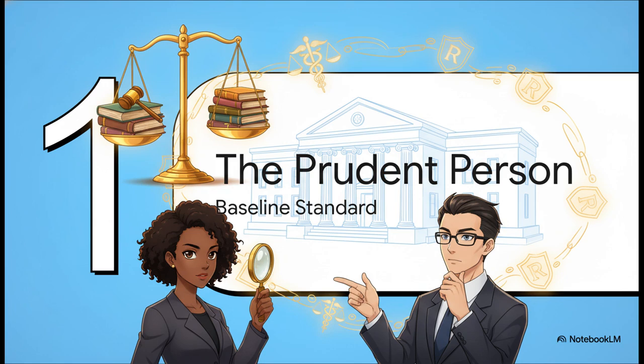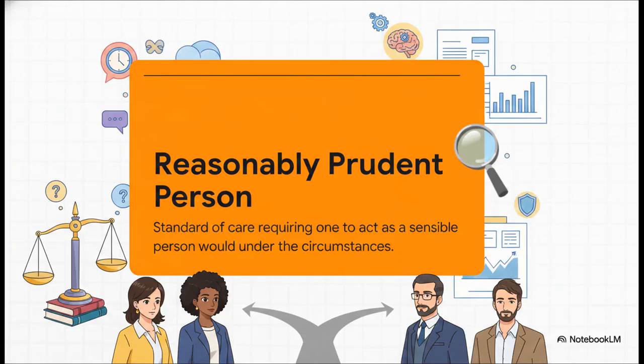The reasonably prudent person. Okay, so the absolute baseline of all negligence claims is the reasonably prudent person standard. Basically, it requires people to act as a sensible, ordinary person would under the exact same circumstances. Now, you really have to grasp this rule before you can understand the exception. But here's the glaring problem. Proving what this completely imaginary, subjective person would do is incredibly difficult. I mean, it basically asks a jury to make a giant judgment call based on community expectations.